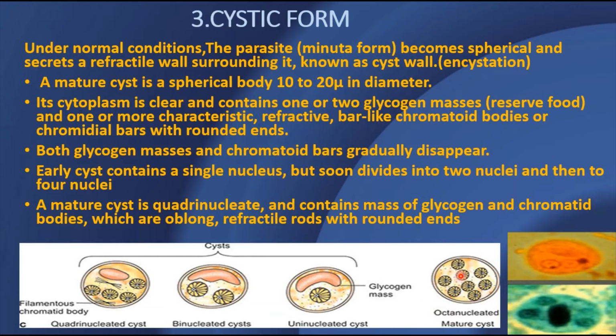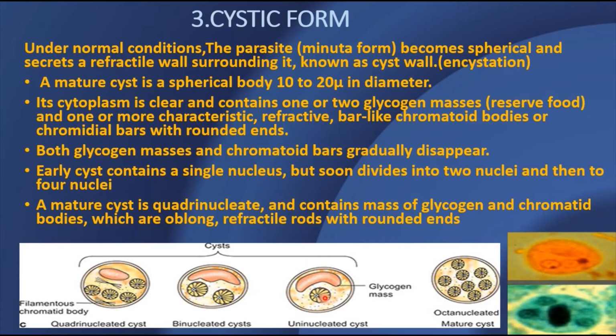Now this mature cyst is spherical and measures about 10 to 20 micrometers in diameter. Its cytoplasm is clear and contains one or two glycogen masses, which act as a reserve food. If there is one nucleus, we call it a uninucleated cyst; if there are two, a binucleated cyst. Along with that, you can see bar-like chromatid bodies with rounded ends. Both glycogen masses and chromatid bars gradually disappear.